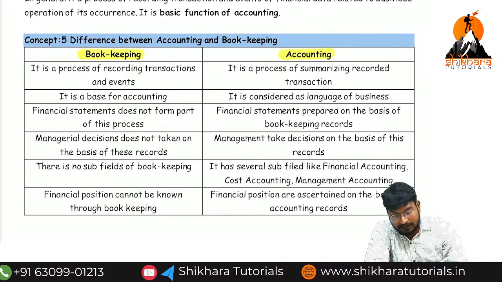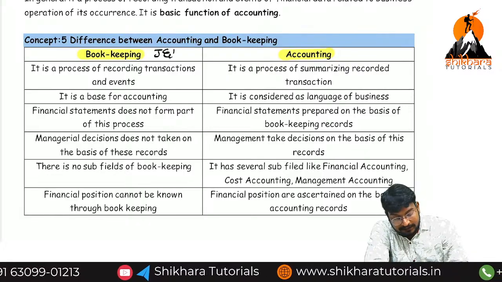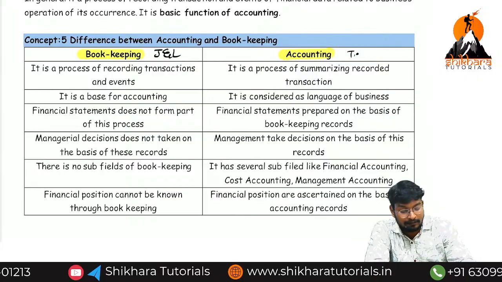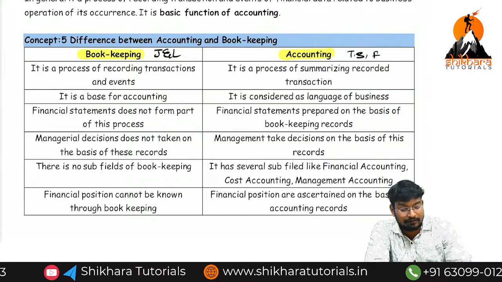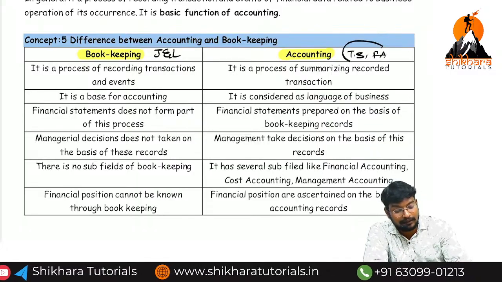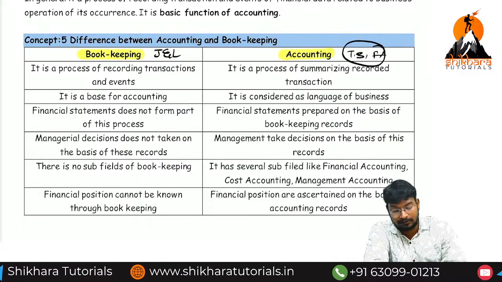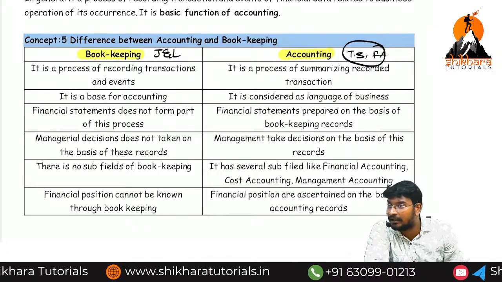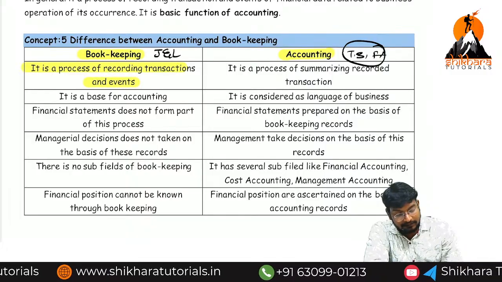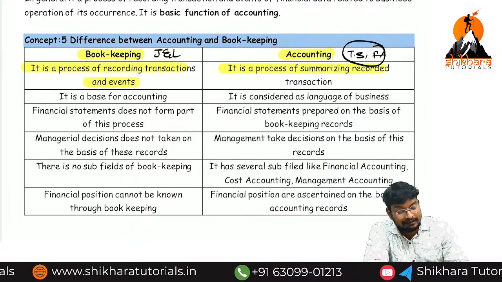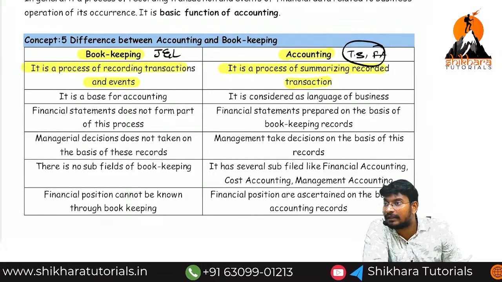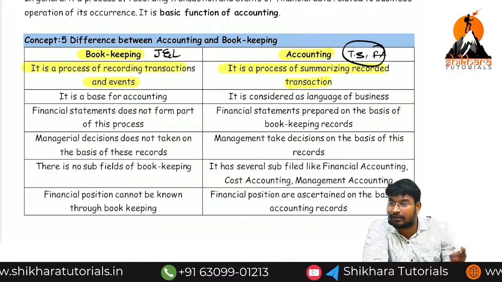So what is the meaning of bookkeeping? Journal and ledger. After journal and ledger, what comes? Trial balance. Next, financial statement, FA. FA means what? Final accounts. These two are called what? Accounting. So this is the overall information about bookkeeping and accounting. It is a process of recording the transactions and events. It is a process of summarizing the transactions. Summarizing means what? Trial balance. It will give the summary for the total year.